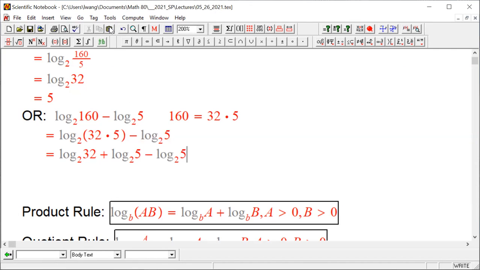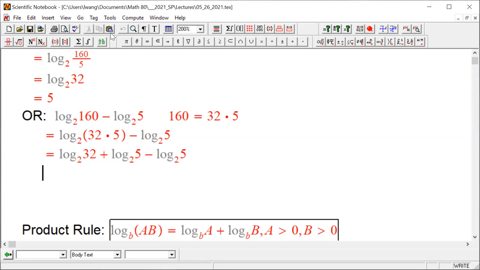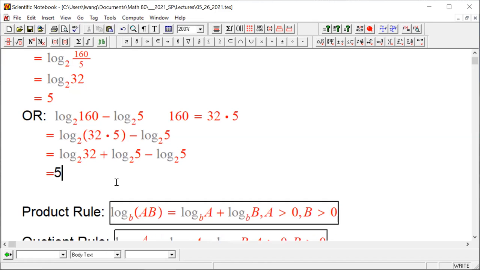So you can see there are more than one way to do it. These two are identical and they're opposite. Therefore, that makes 0. You don't have to worry about it. So log base 2 of 32 is a 5. So you can get the same answer from different ways. Okay.